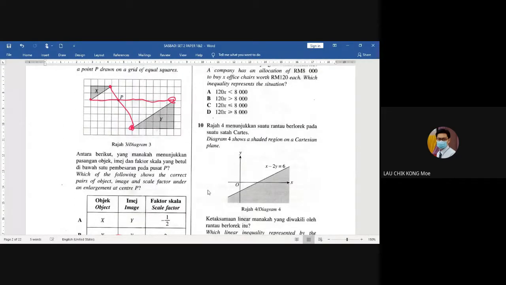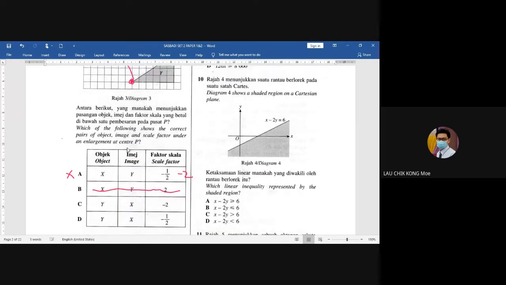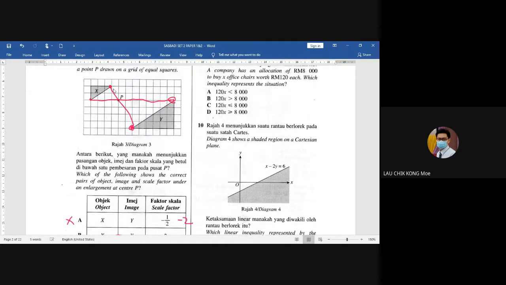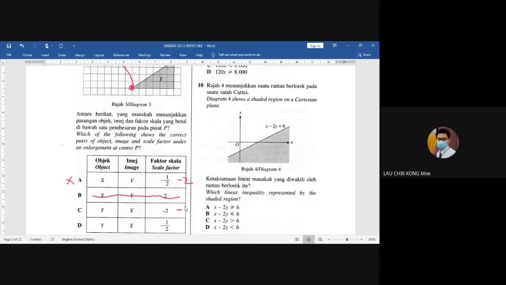Okay, now kita semak lah. Kalau object is X, image is Y, so what is the scale factor? Small go to the big is 2, is it? At least the answer should be negative 2. But this is negative 1/2, so A is wrong also. And then for the C, if Y is the object, X is the image, now the scale factor should be negative 1/2, but dia guna negative 2, so this is wrong. So the answer should be D.